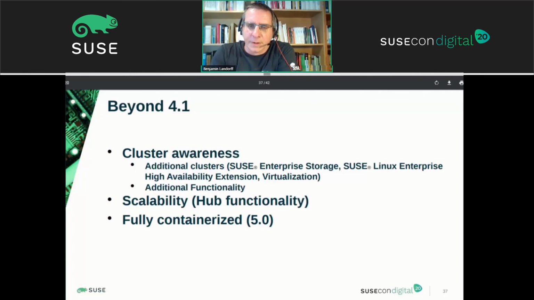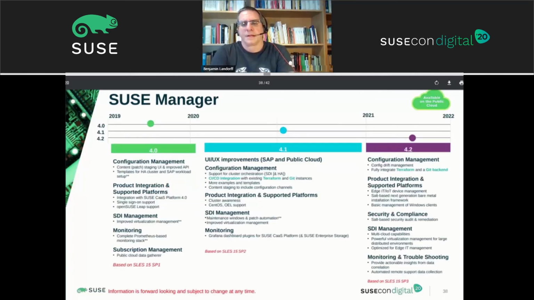A little overview on the timeline of the highlights. I want to just go over 4.2 that we're currently planning. So again, configuration management, product integrations, supported platforms, security and compliance is a big issue for us, and obviously software-defined infrastructure management. So one of the top things here is multi-cloud capabilities, more virtualization management, and optimizing edge IT infrastructure. And again, monitoring and troubleshooting as a cross-cutting concern.